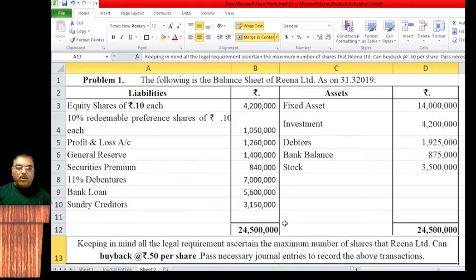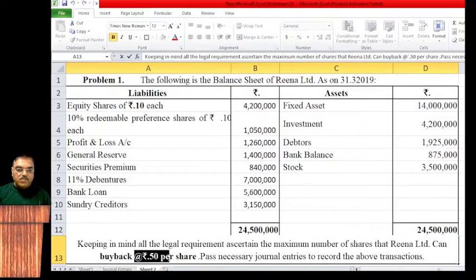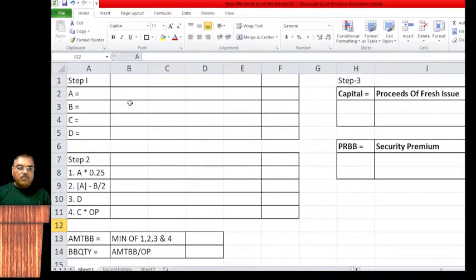Now the important part over here is rupees 50, that is the offer price. The offer price is given. And we have to solve this problem by the first method, when the offer price is given. So let us start the problem with step number 1, the A part that we have to calculate.